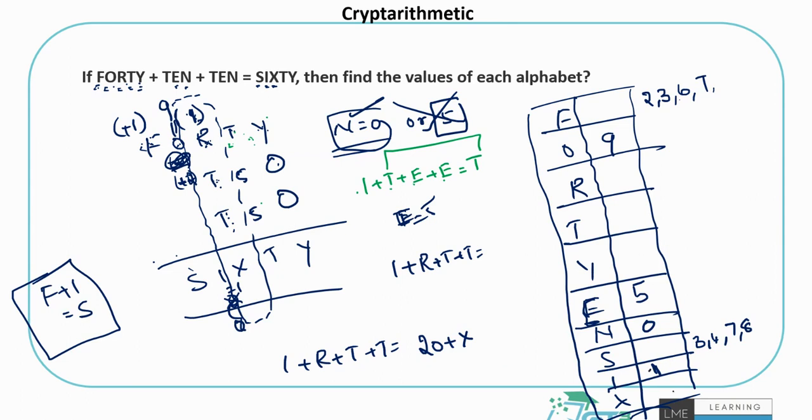Can x be 1? No. Can x be 2? Yes. Can x be 3? Yes. Can x be 4? Yes. X can't be 5. X can be 6 and all of that. Okay. Now imagine this, 1 plus R plus T should be 20 plus x. I see R and T can't be 9. The best options available for them are 8 and 7. Okay. These are the 2 best options for them.